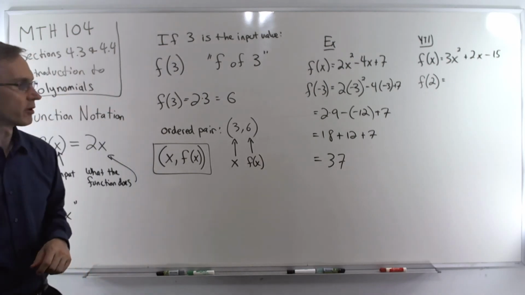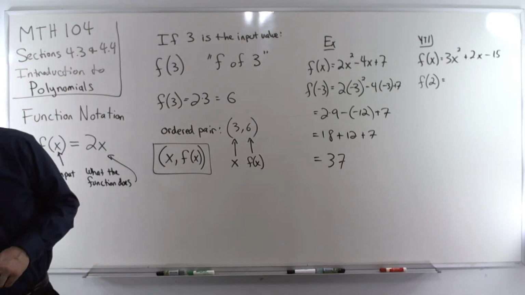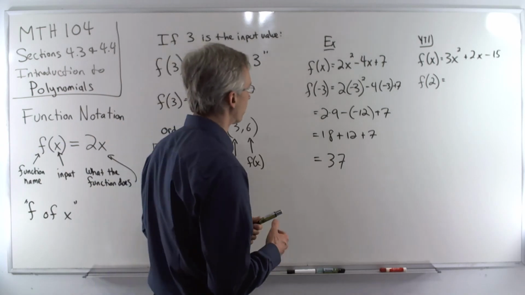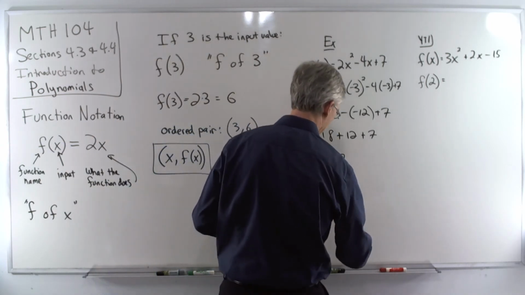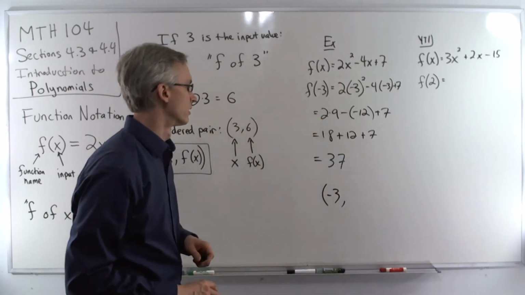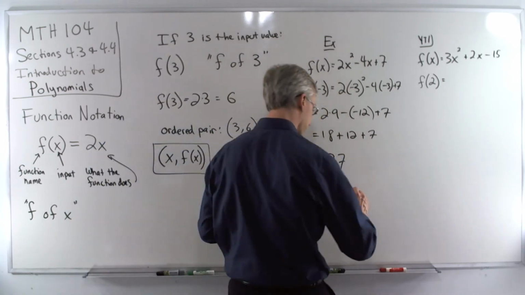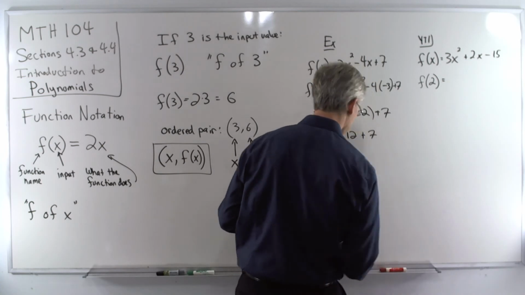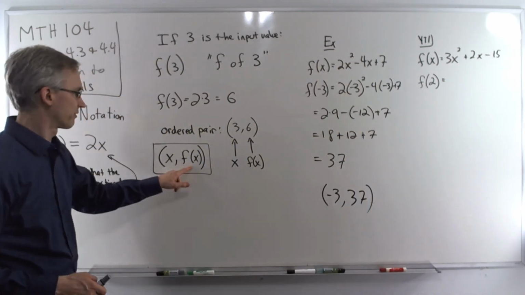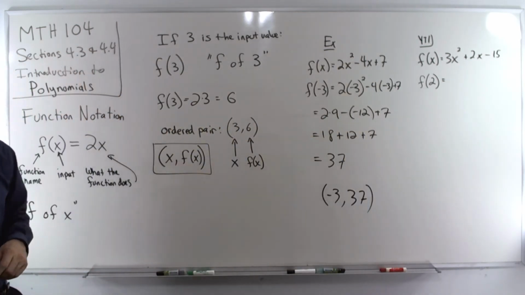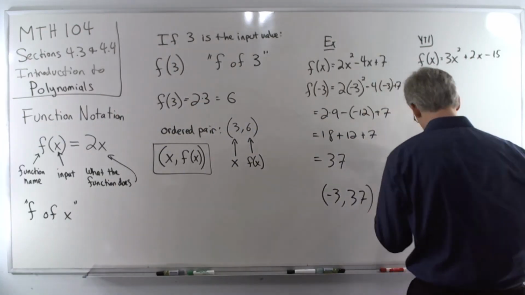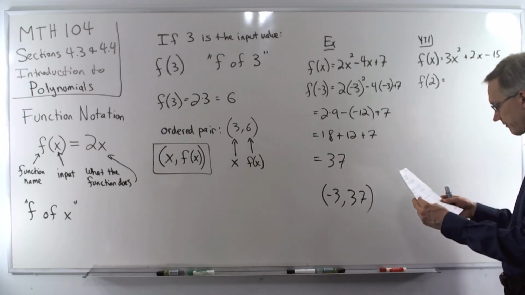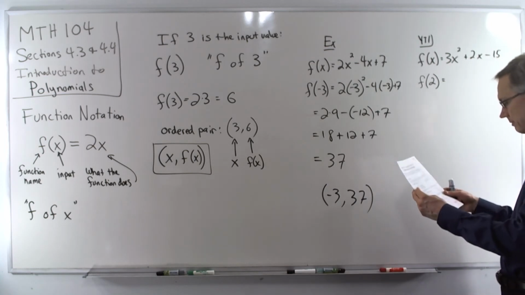Now, we've got an ordered pair then. The ordered pair is negative 3 as the first number. Remember, ordered means we have to get these in the right order. So negative 3 is the input, the output is 37, so 37 goes in the second position. That's f of x. Your turn, number 1. Let f of x equal 3x squared plus 2x minus 15. We're going to find f of 2 and the ordered pair.